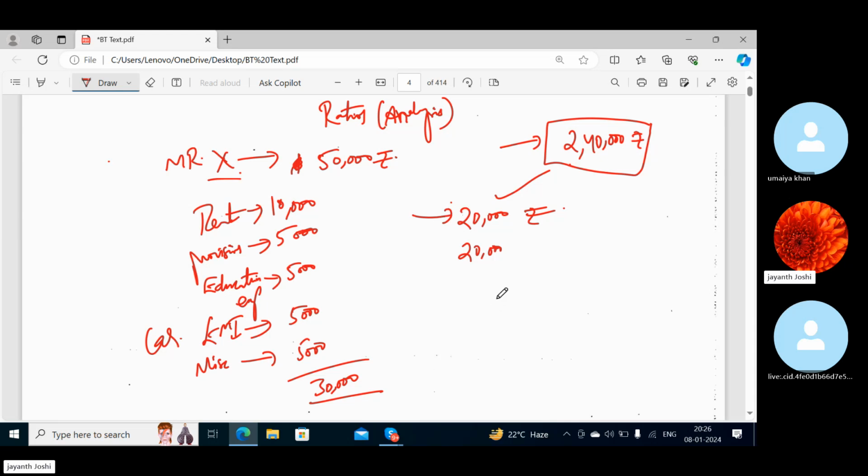What is growth? I'll tell you. If Mr. X invested this 20,000 in any investment option giving him 10% returns, at the end of the year, how much money would Mr. X have with him? Come on, tell me.